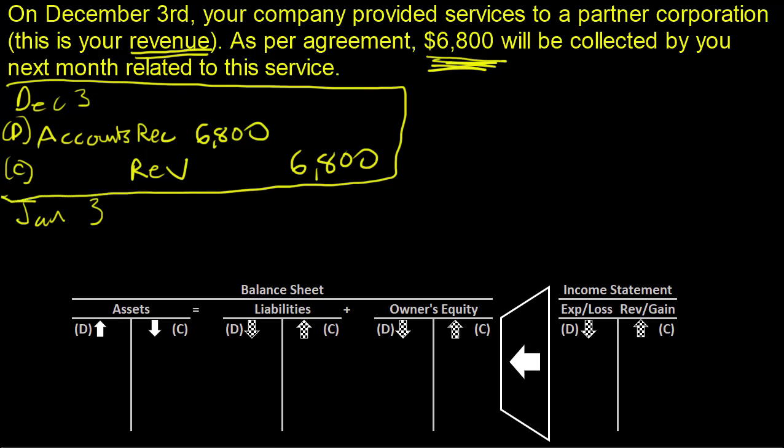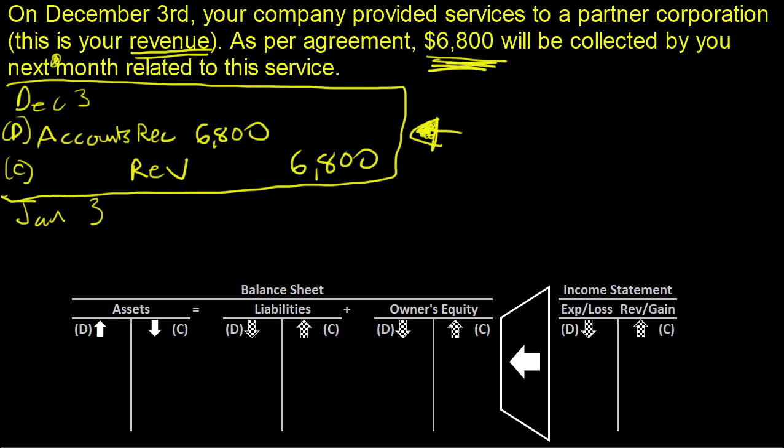All right. So January 3rd, this next month, the month later. So technically, this is all that would be required because the tone of this sounds like next month related to this service. It means that you're recording just this transaction right now. But let's see what the journal entry would be next month.